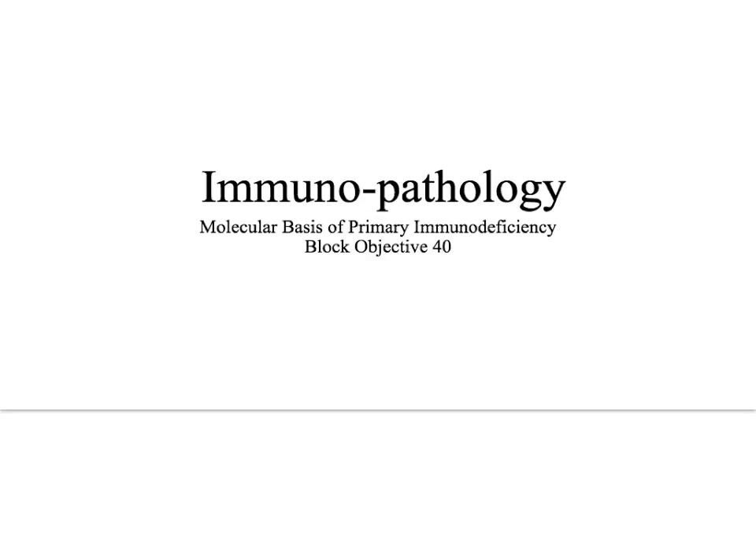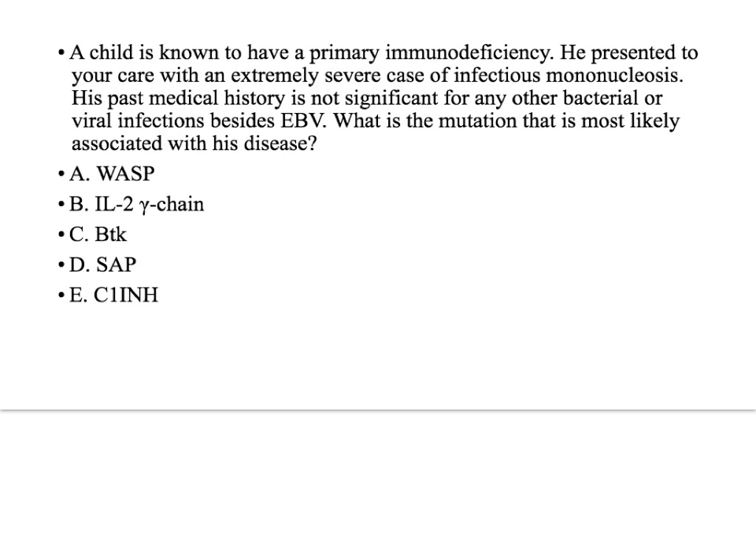I'll be covering block objective 40, which is the cellular and subcellular components of primary immunodeficiency. So in essence, it's the molecular basis of primary immunodeficiencies. Let's start off with a question.